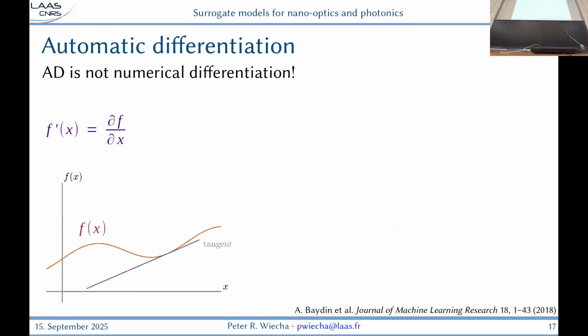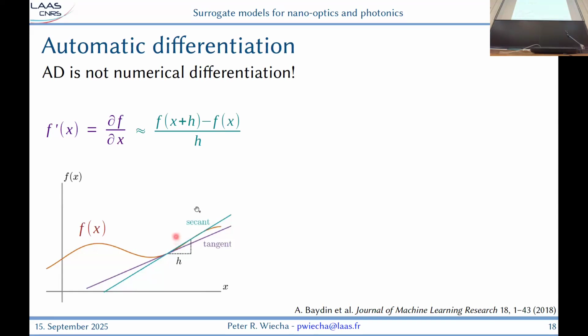Automatic differentiation is also not numerical differentiation. Numerical differentiation is what we usually do on a computer. If we try to solve derivatives numerically, we will approximate this infinitesimal derivative with a finite division. So we evaluate our function at the position and slightly next to the position, at a very small distance, and then we divide by this distance. So actually we don't calculate the tangent, which would be the real derivative, but we calculate some secant that is very close to this tangent.